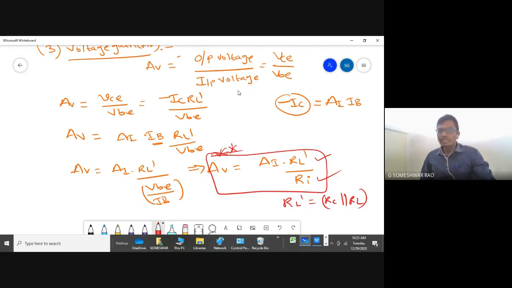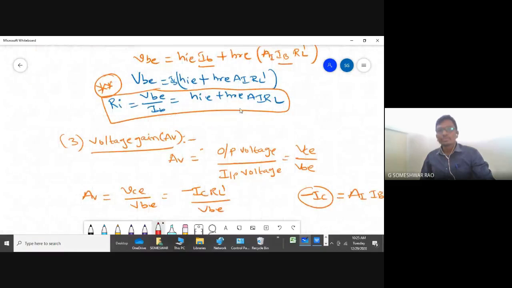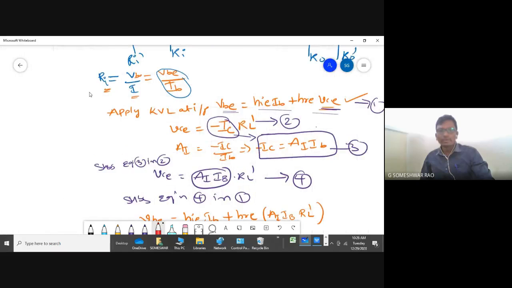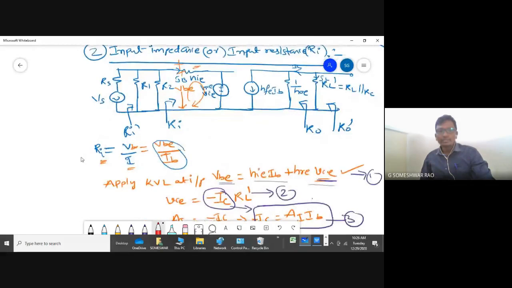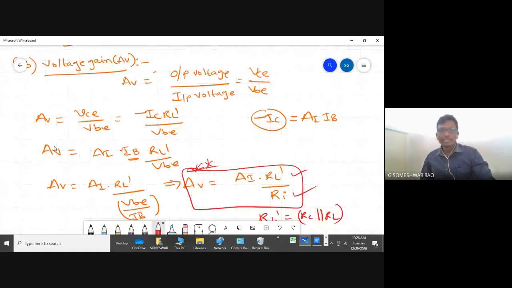Now, the fourth one will take 20 minutes more time to solve. Let me stop here. Just go through it; any doubts, you can ask me. Go through once how we have solved and what procedure we have followed. So please write it first. Voltage gain, please write this expression.